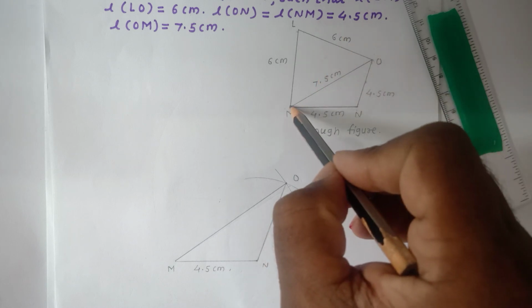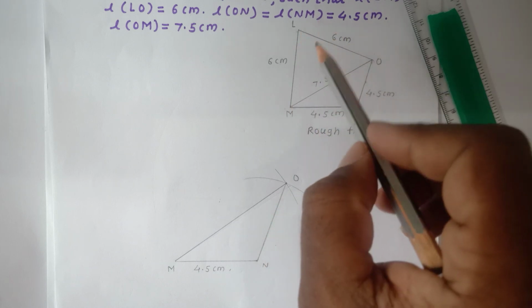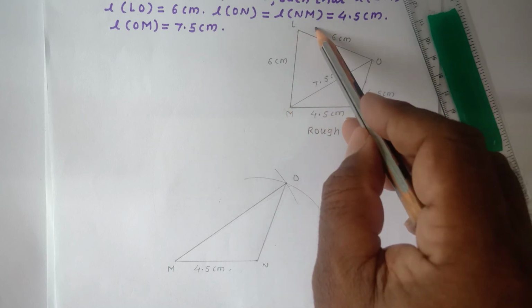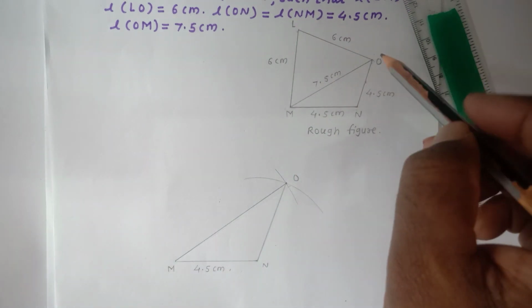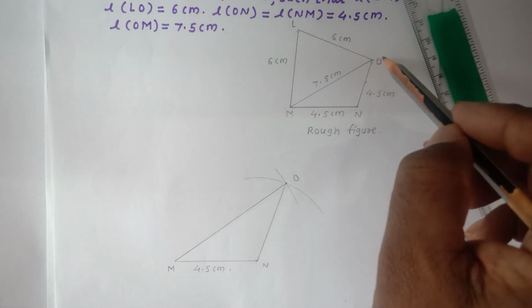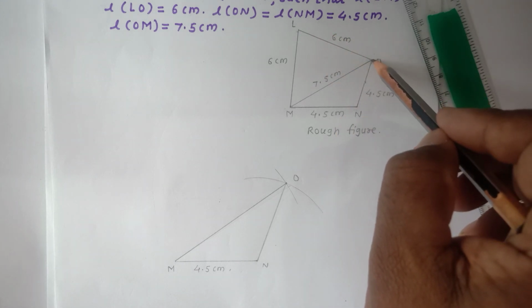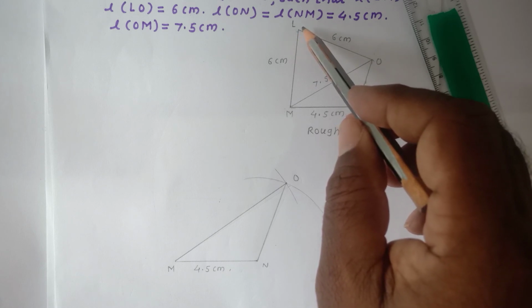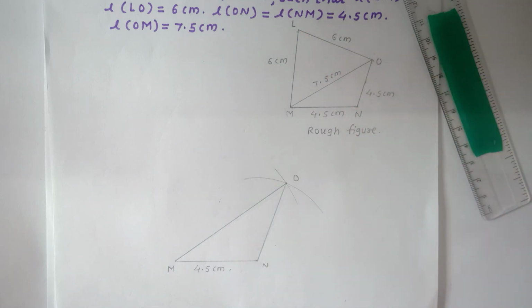So we take distance ML in a compass, put compass on point M and draw an arc here. Now we take a distance 6 centimeter in a compass, put compass on point O and draw another arc intersecting the first arc, and at the point of intersection we get point L.